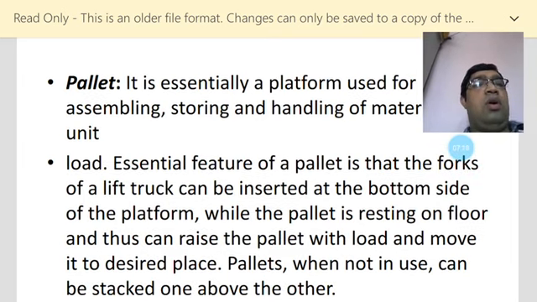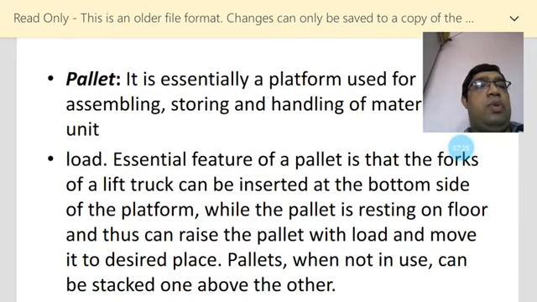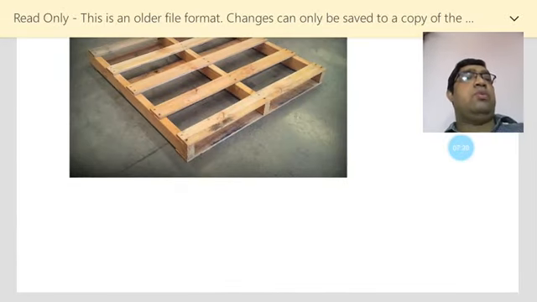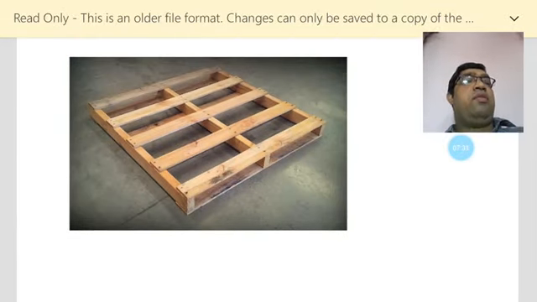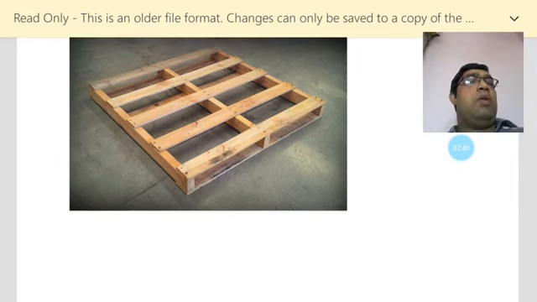An essential feature of a pallet is that the fork of a lift truck can be inserted at the bottom sides of the platform. You can see that this is the bottom side of this platform. You have to place the lift there and then you can easily lift it, and this type of material you have to handle.